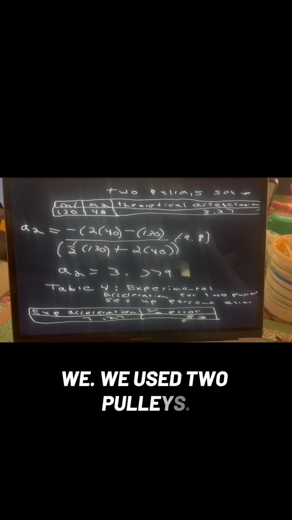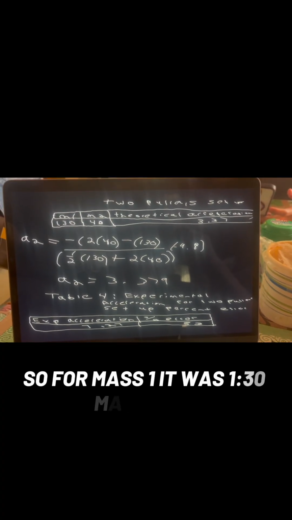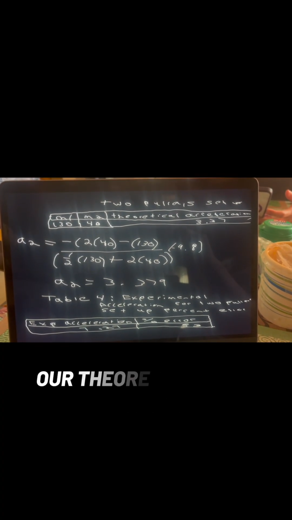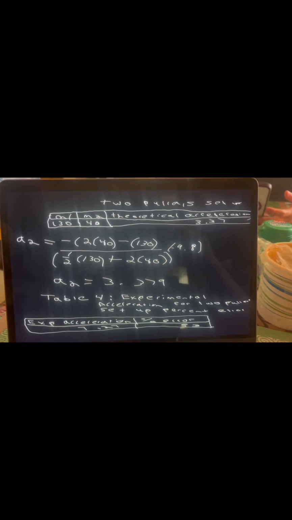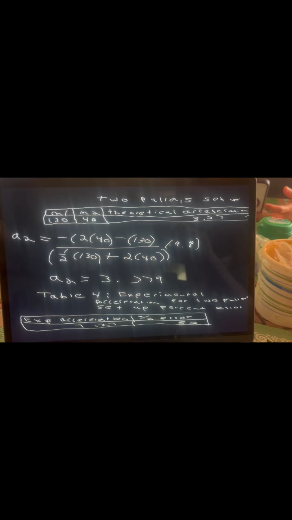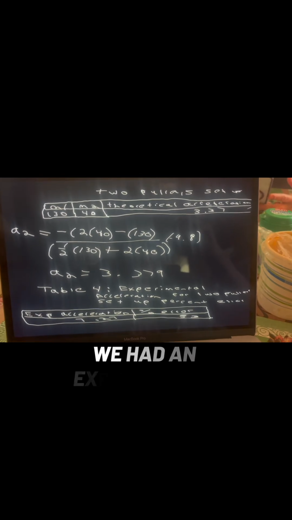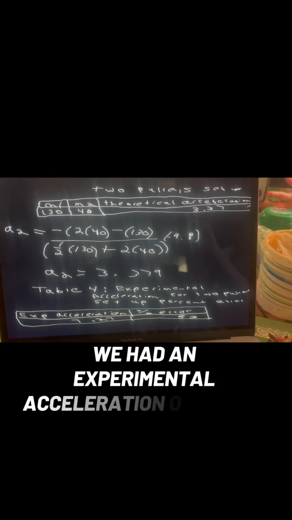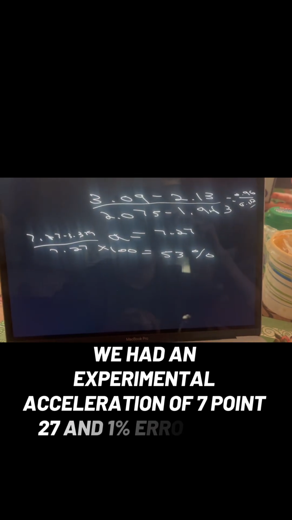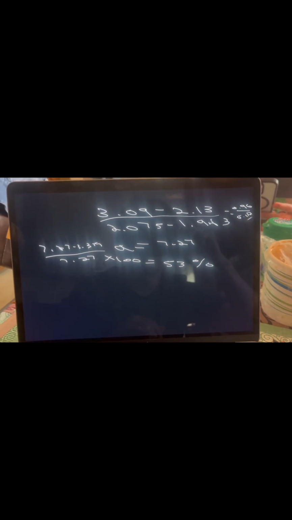we used two pulleys. So for mass 1 it was 130, mass 2 40. Our theoretical was 3.37. For table 4, after we ran the experiment, we had an experimental acceleration of 7.27 and a percent error of 53.